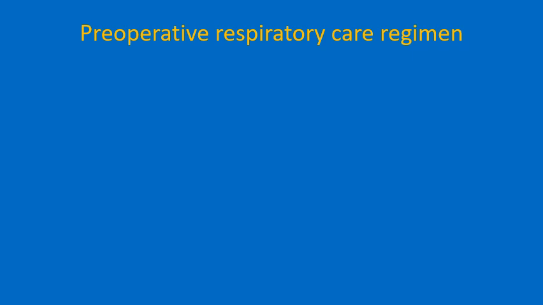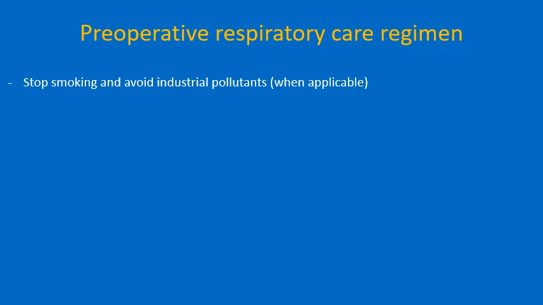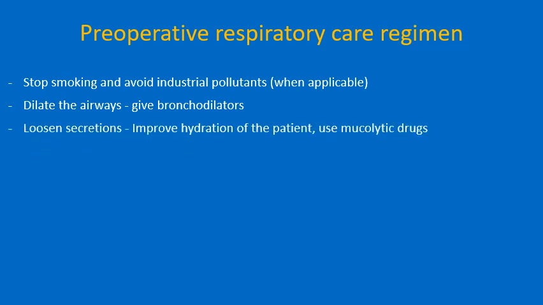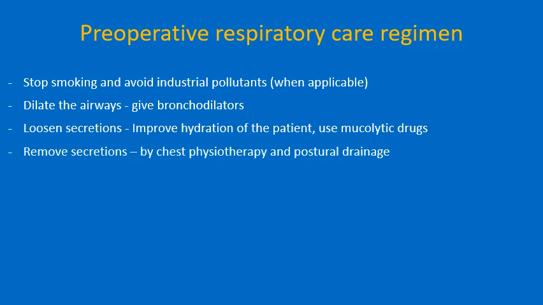So first and foremost, the patient has to stop smoking and avoid industrial pollutants whenever applicable. And the second thing is we have to dilate the airways. That is, we have to give bronchodilators to the patient, and then we have to loosen secretions by improving the hydration status of the patient and also by using mucolytic drugs. Once the mucolytic drugs are given and the hydration is improved, now we have to remove the secretions by giving expectorants or by doing chest physiotherapy and also postural drainage. And we have to give antibiotics for infection, and we also have to improve the nutritional status of the patient.